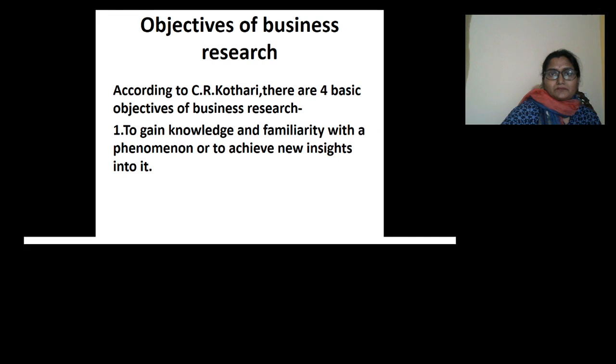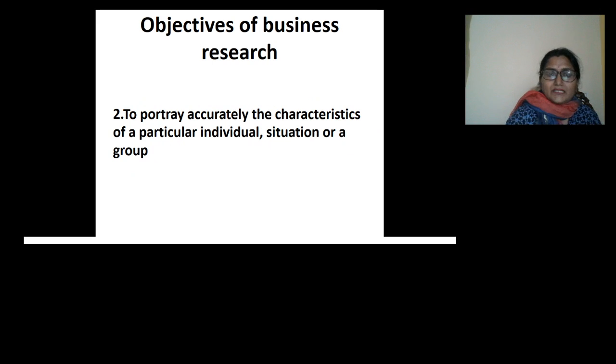Secondly, we are going in for control variance. It is to see that whatever is planned is within control. The second objective of business research is to portray accurately the characteristics of a particular individual, situation, or a group. So, here scientific research comes in. It must be objective and it should measure with accuracy.